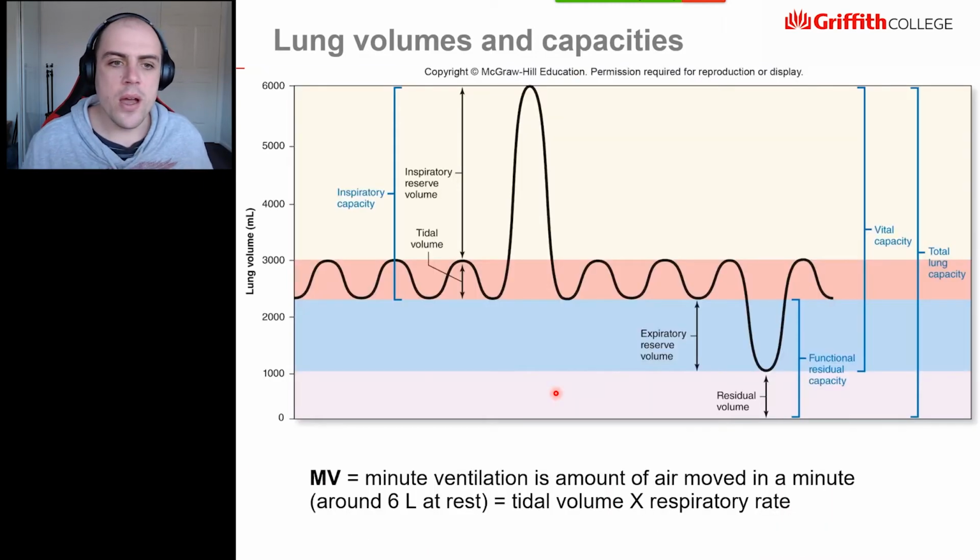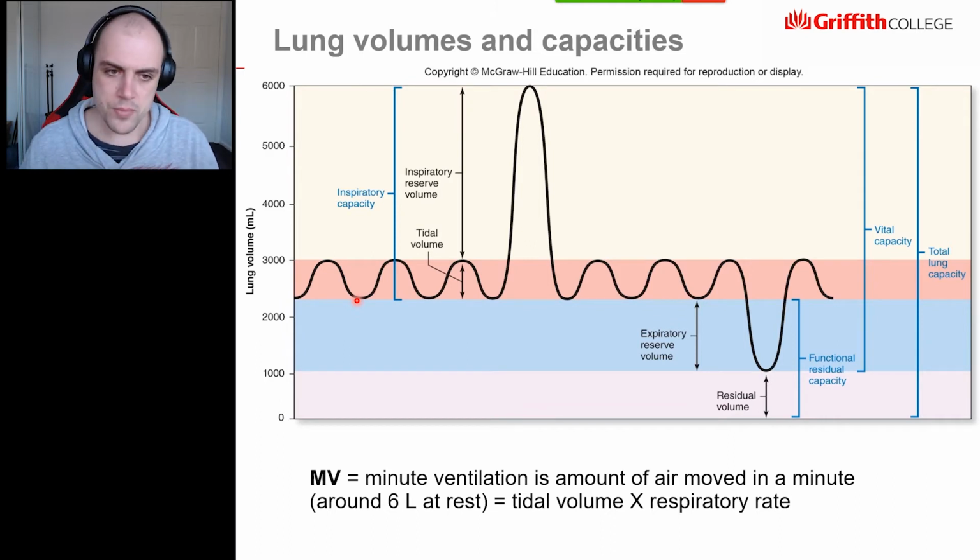So, if we're looking at this wonderful graph here of our lung volumes and our lung capacities, we can see this little curve here in the middle. That is our tidal volume. Now, what the tidal volume essentially describes is our quiet inspiration and expiration.